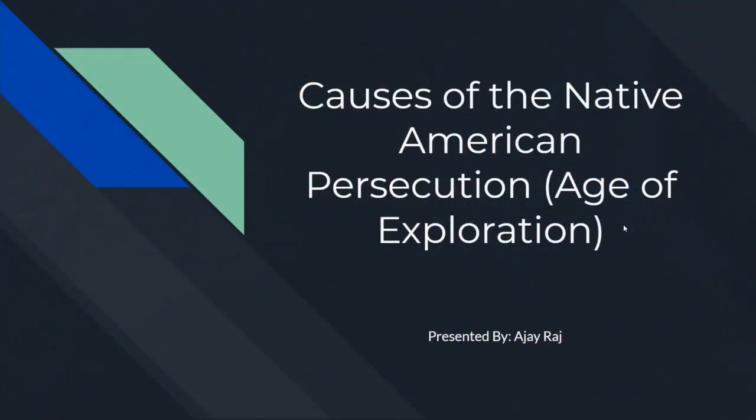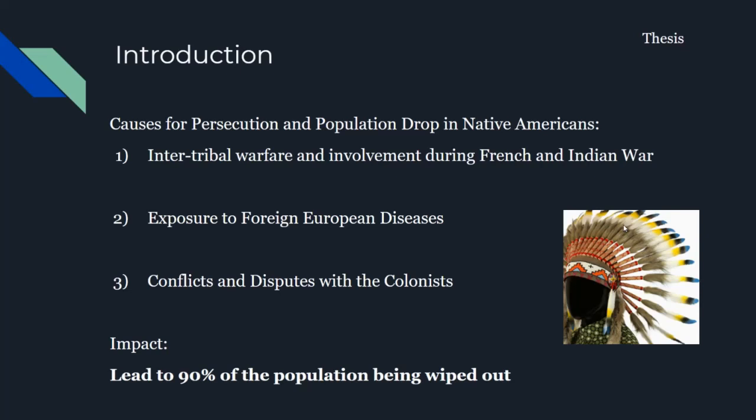Causes of the Native American persecution during the Age of Exploration, presented by AJay. Introduction. The persecution and the decrease of the Native American population during the Age of Exploration was caused by intertribal warfare, especially during the French and Indian War, their contact with foreign European diseases upon contact with the European colonists, and disputes over land and general misunderstandings with the colonists that would all cause their population to suffer and later decrease by almost 90%.